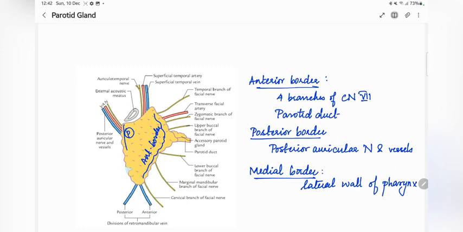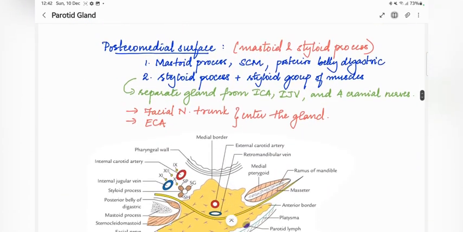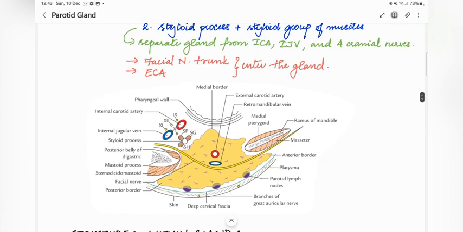From the posterior border, we have the posterior auricular nerve and the vessels. The posterior border separates the lateral surface from the posteromedial surface. Then the medial border, which separates the anteromedial and the posteromedial surfaces, is related to the lateral wall of the pharynx. As we can see here, the medial border is related to the pharyngeal wall.